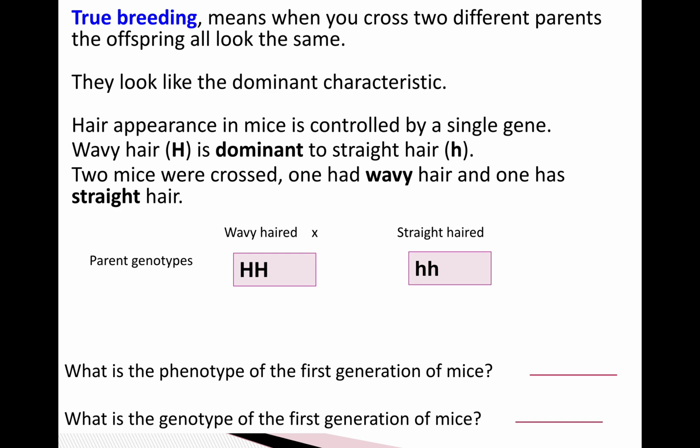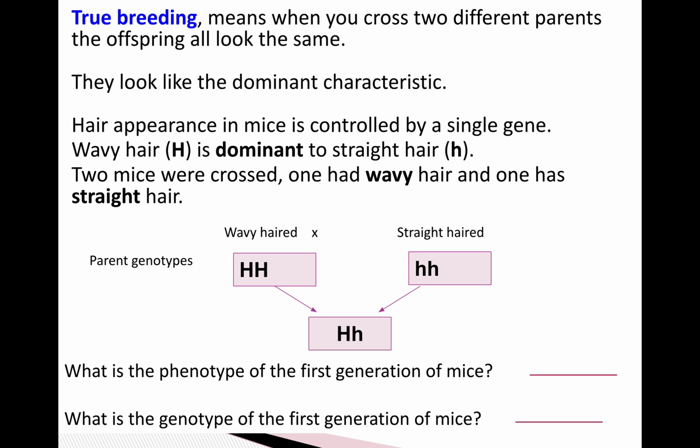Wavy hair, you might be thinking, well, it could be big H, small h, and you're right, but if that's true, some of the offspring will inherit a small h, but we said that all offspring will be the same. In true breeding, the parents don't have a mix. In true breeding, they always pass on the same allele. So it must be a parent with a capital capital, and it must be a parent with a small small. Now if we did that, and we have the offspring, if you write this down in your jotter, one parent big H, one parent small h, you take one letter from each parent to give the child. So the offspring would look like that, big H, small h.